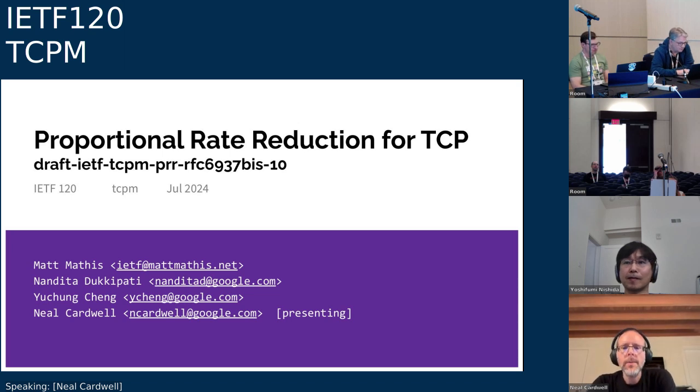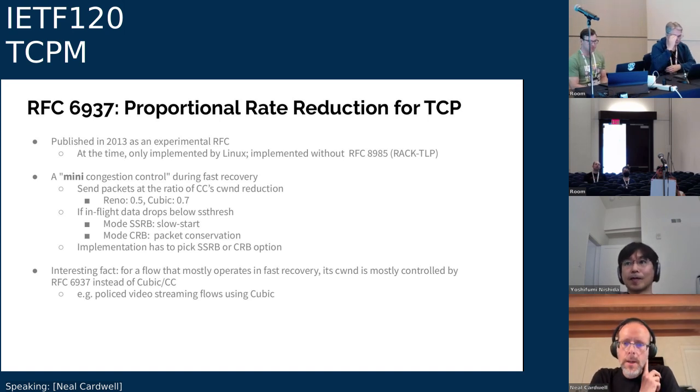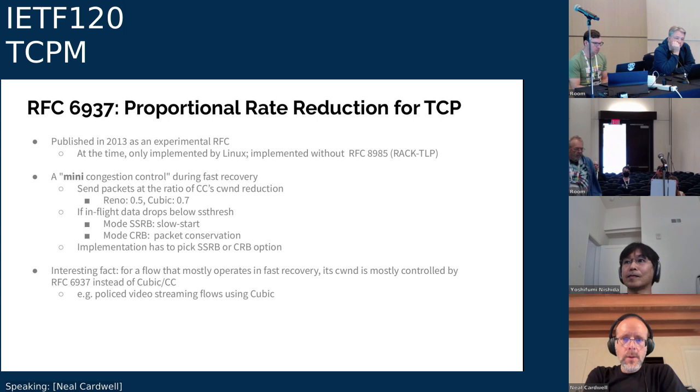So thanks everybody. I'm going to give an update on the proportional rate reduction draft. This is joint work, obviously, with Matt and Nandita and Yuchung. So just a refresher and some context for folks. RFC 6937 was the proportional rate reduction for TCP draft. This was published back in 2013 as an experimental RFC. And at the time, it was only implemented by Linux. And it was implemented without RACK-TLP because that didn't exist yet.